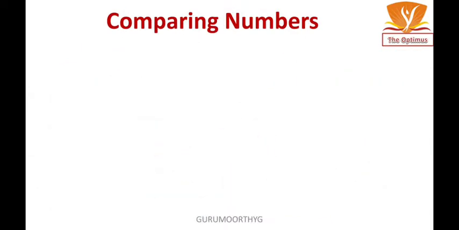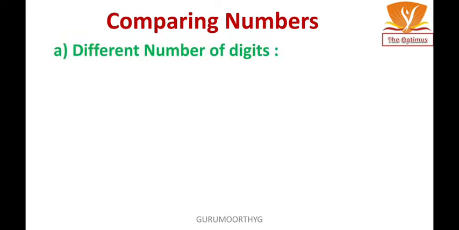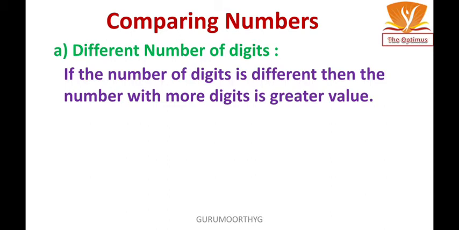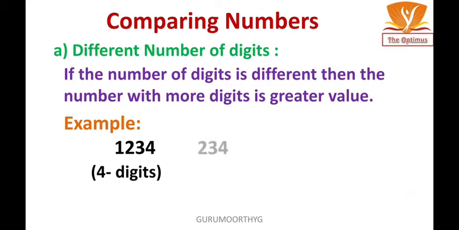Comparing numbers can be done in two different ways. The first one is different number of digits. If the number of digits is different, then the number with more digits has the greater value. Example, 1, 2, 3, 4 is a 4-digit number. 2, 3, 4 is a 3-digit number. The first number 1234 is a 4-digit number. The second one, 234, is a 3-digit number. So, a 4-digit number is always greater than a 3-digit number.